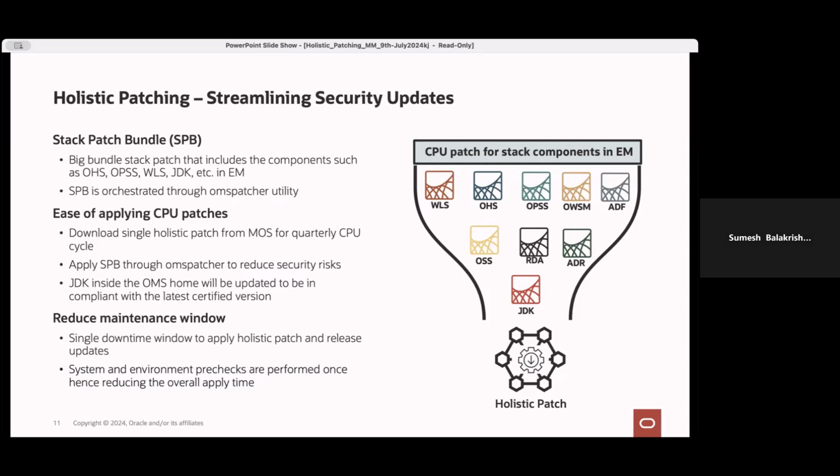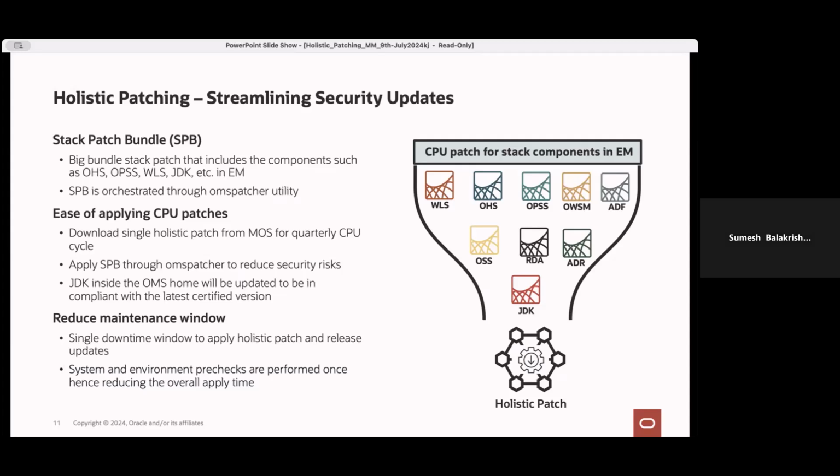And also, holistic patching helps to reduce the maintenance window by consolidating patching activities into a single downtime window. Holistic patching streamlines the approach, minimizes the downtime, and also ensures timely release updates, meaning the system and environment pre-checks are performed once, optimizing the overall patching process, and it helps you to reduce the apply time.